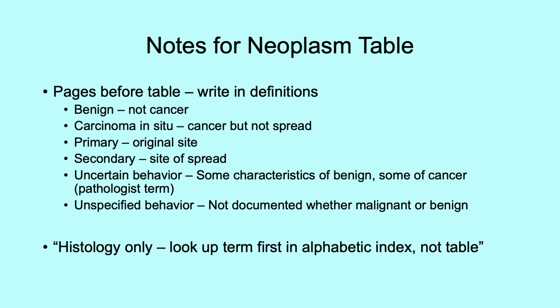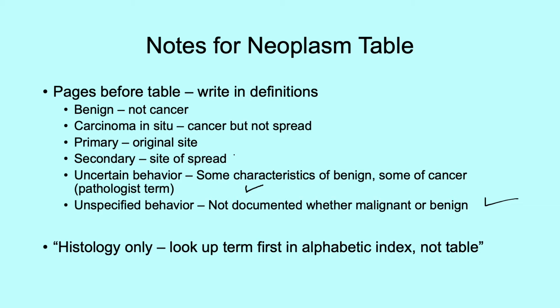Okay, also on the neoplasm table, on the pages before the table, write the definitions if you need to. The most important ones to have in there are the difference between uncertain behavior and unspecified behavior. Those, again, are often confused, and so just write it in your book so you don't confuse them anymore.